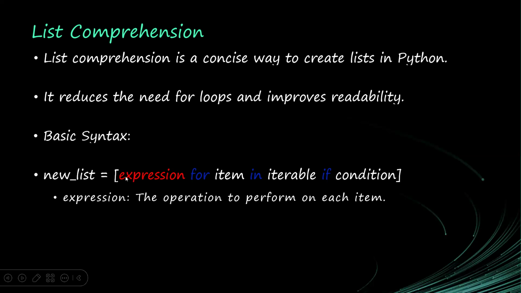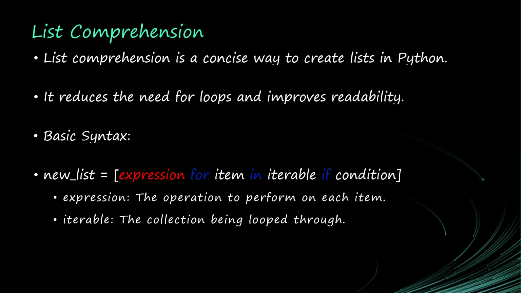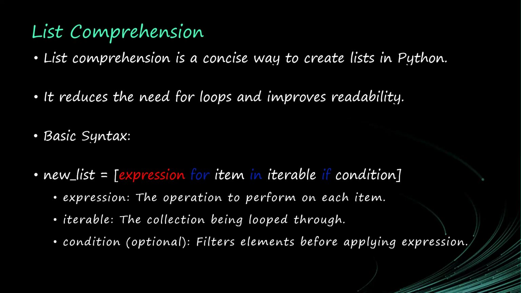Now, anything we perform in this expression is what is going to be added to the list. You have to pay close attention to this because it can be tricky. Now, the iterable is actually the list we are iterating. When you're looping through a list, you're iterating through all the elements in the list. Now this if condition is actually optional, but it will filter elements before applying the expression.